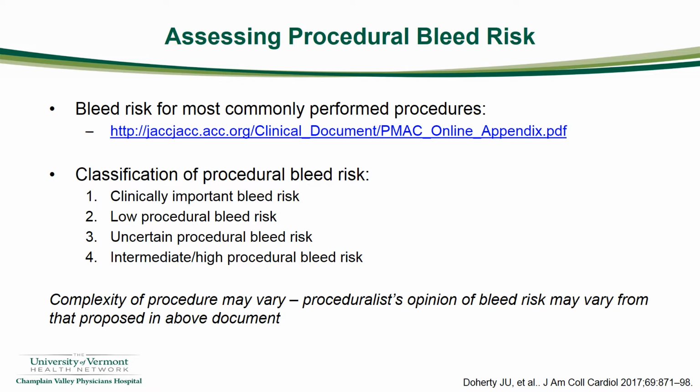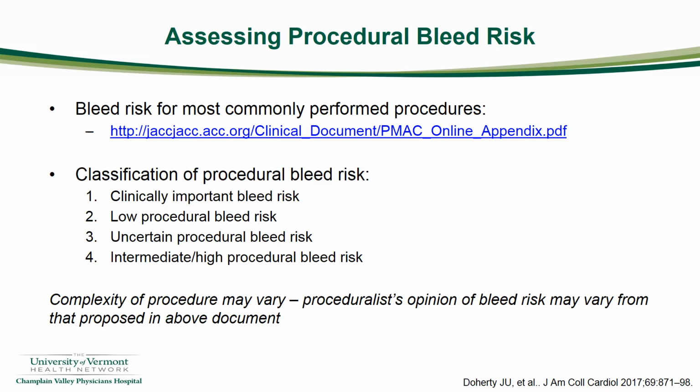With this 2017 ACC expert consensus, they actually compiled a list of the most commonly performed procedures, and in conjunction with multiple different professional societies, they classified procedures according to bleed risk, from clinically important bleed risk or low procedural bleed risk, and they also did uncertain procedural bleed risk and intermediate and high procedural bleed risk.